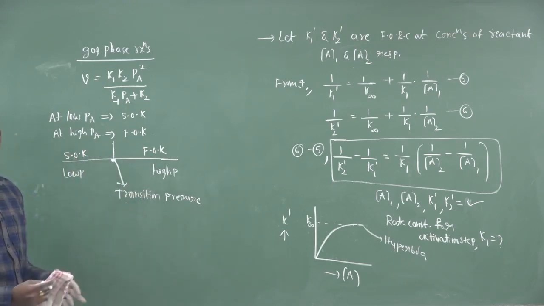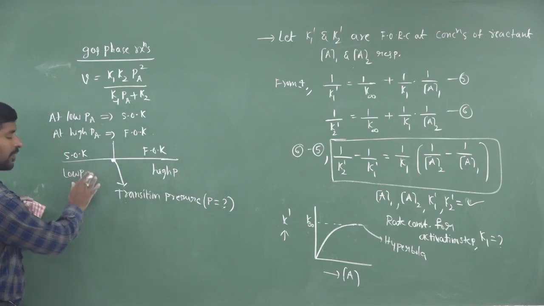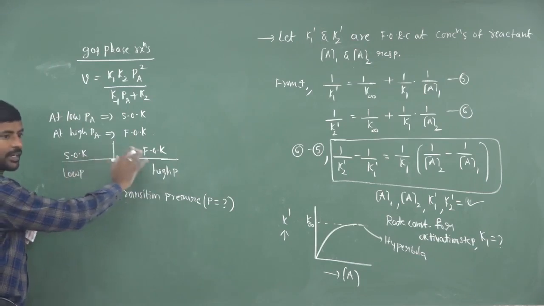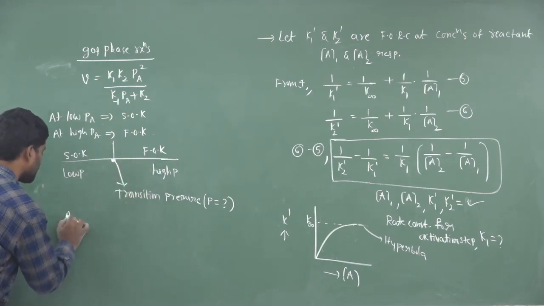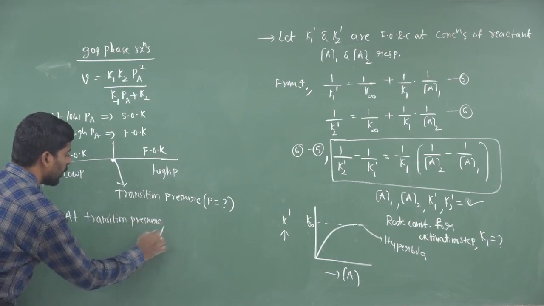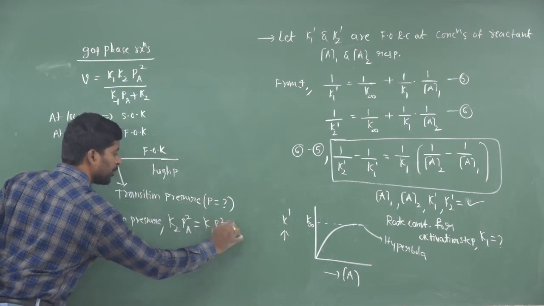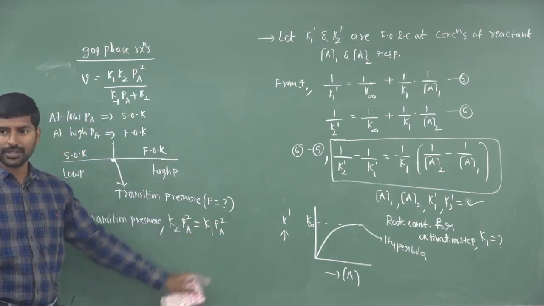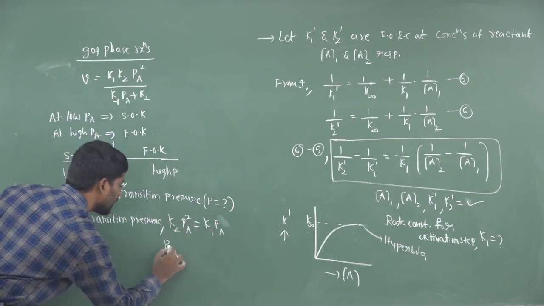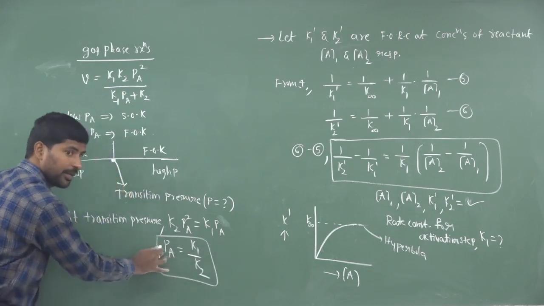Now this transition pressure we want to calculate. At this pressure, the rate equations for second order kinetics and first order kinetics are the same. So at the transition pressure, second order kinetics means K2 into Pa square, and first order kinetics means K1 into Pa. K2 is the second order rate constant, K1 is the first order rate constant. One Pa gets cancelled, so the transition pressure Pa is equal to K1 by K2. This is the expression for the transition pressure of A.